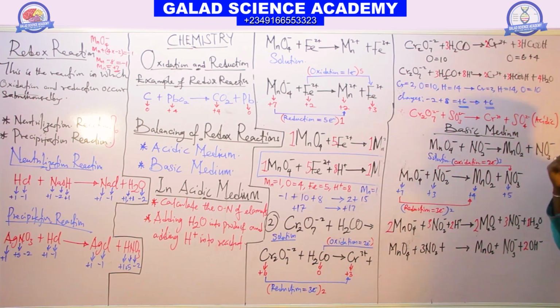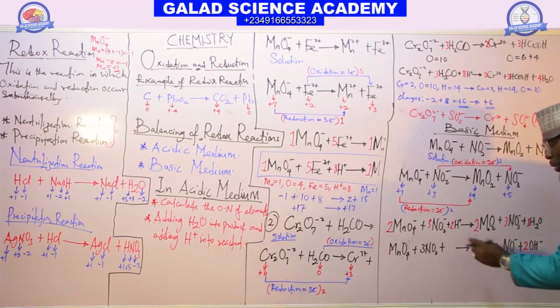So you first of all balance it in the acidic medium. After that, you will now change the water. If water here is 4, multiply it by 2 to give you 8. You now write 8 hydroxy. But here we have how many water molecules? 1. Multiply by 2, 2. Change the water to hydroxy.